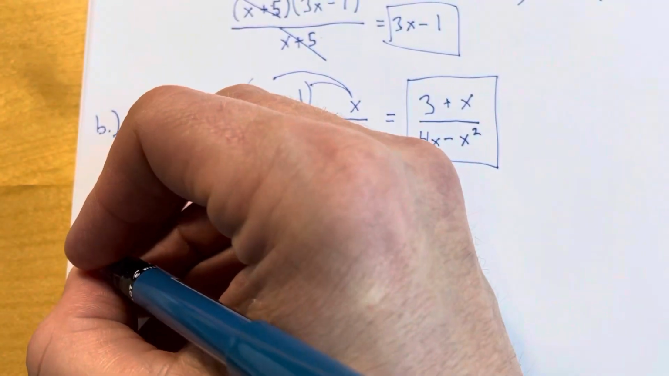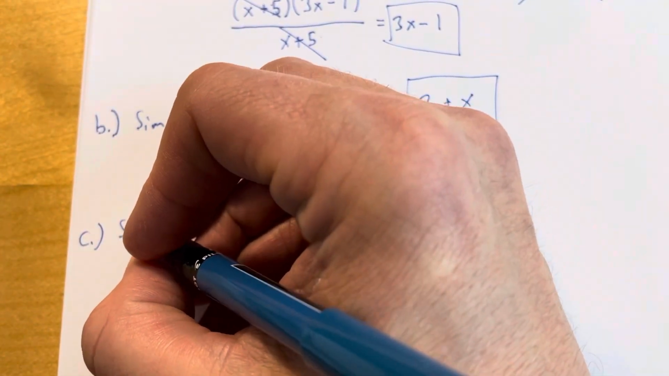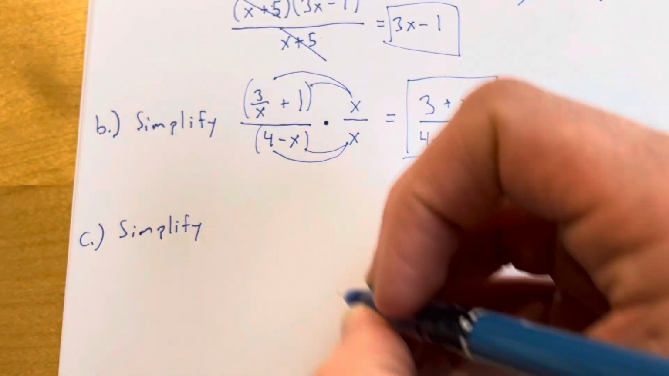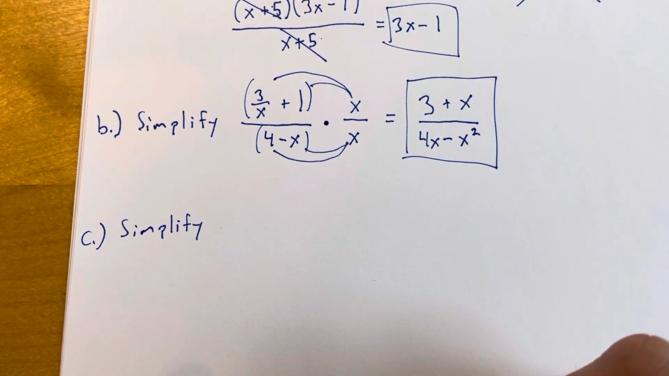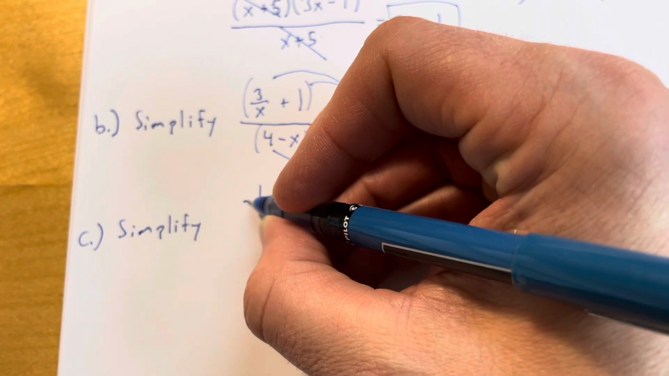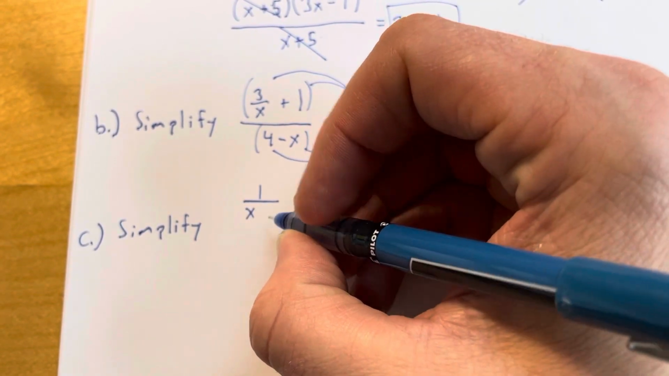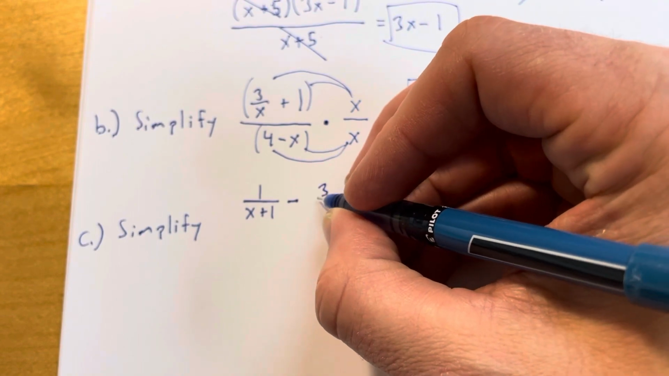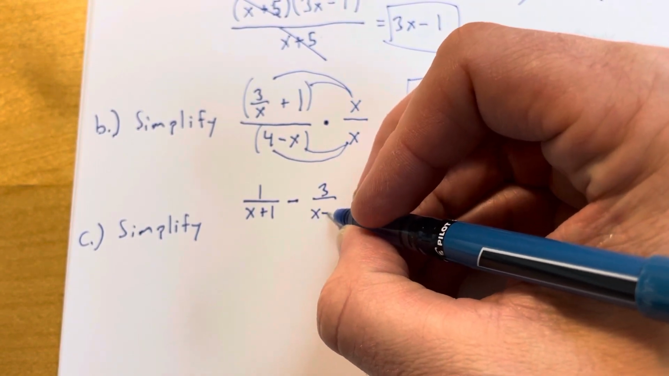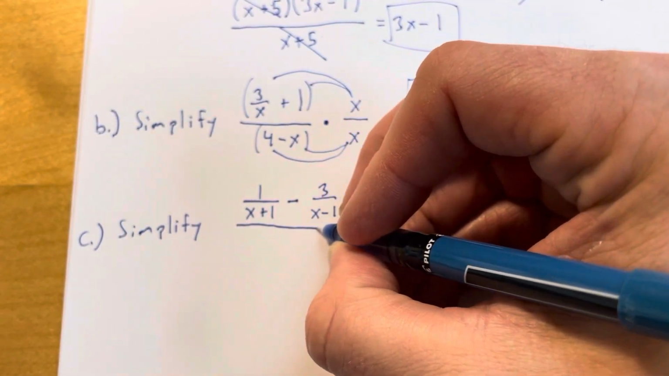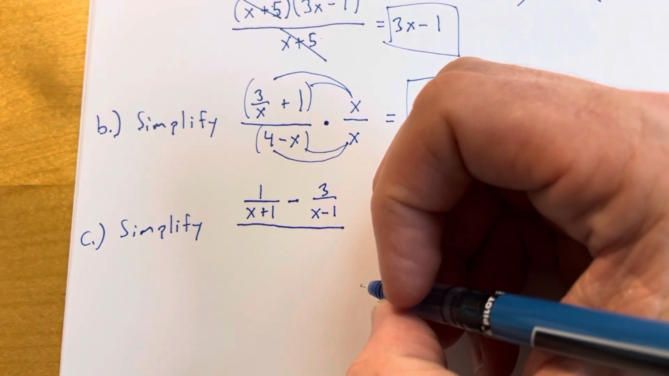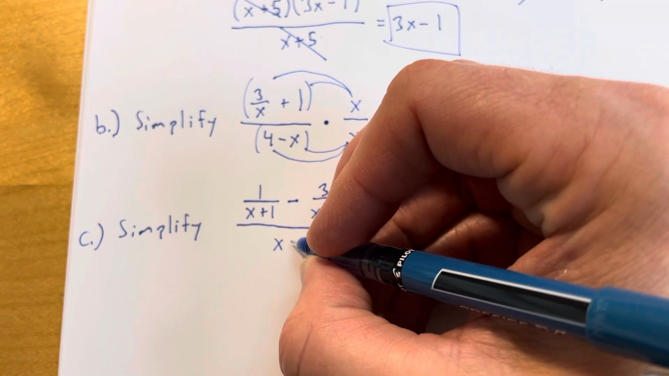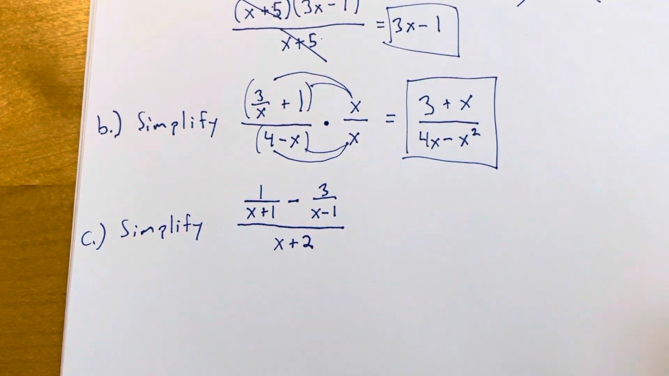Let's take a look at another problem. This one will be similar to part B, but it's a little bit more complicated. 1 over x plus 1 minus 3 over x minus 1. Okay? And then what I'm going to have next in my denominator is just an x plus 2.